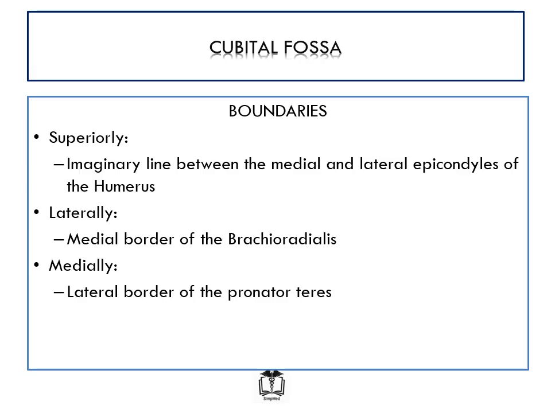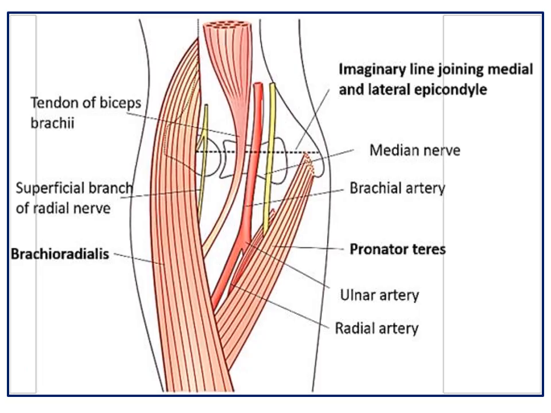Then the lateral boundary is formed by the medial border of the brachioradialis muscle, whereas the medial boundary is formed by the lateral border of the pronator teres. Please do remember each of these because they could twist the questions in a way that could be confusing. So remember that the lateral boundary is formed by the medial border of brachioradialis, and the medial boundary is formed by the lateral border of pronator teres. I'll show you a picture of how each of these boundaries looks in real time.